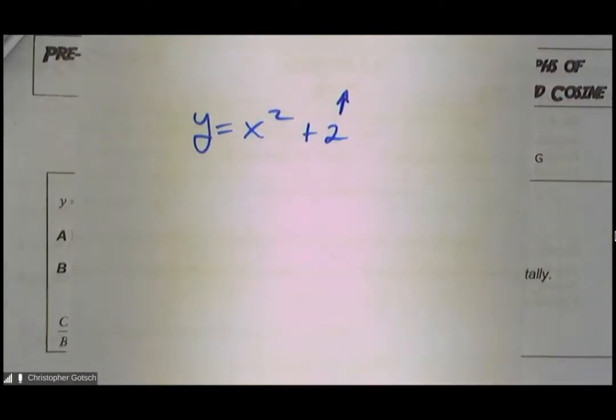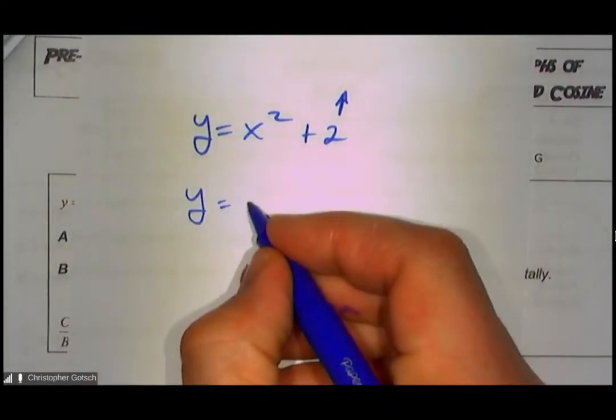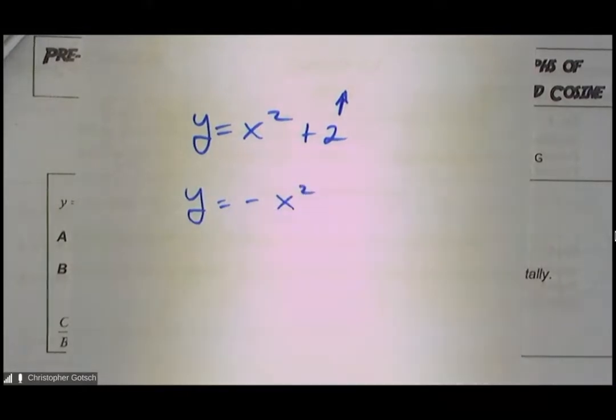Well, today when we do sine and cosine waves, it does the exact same thing. Okay, that's what we call our vertical shift. If it's positive, it goes up, and if it's negative, it goes down. Okay. Then we dealt with numbers in front. Let's say if we had a negative x squared. You guys remember what happened to that?